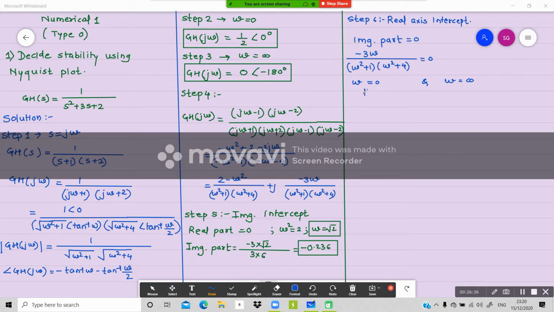So for this, you know, real part is half, and for this, you know, it is 0. So no need to calculate now. We know all the intercepts, right? Only the thing is we are supposed to draw the plot. So I'll try to draw that.